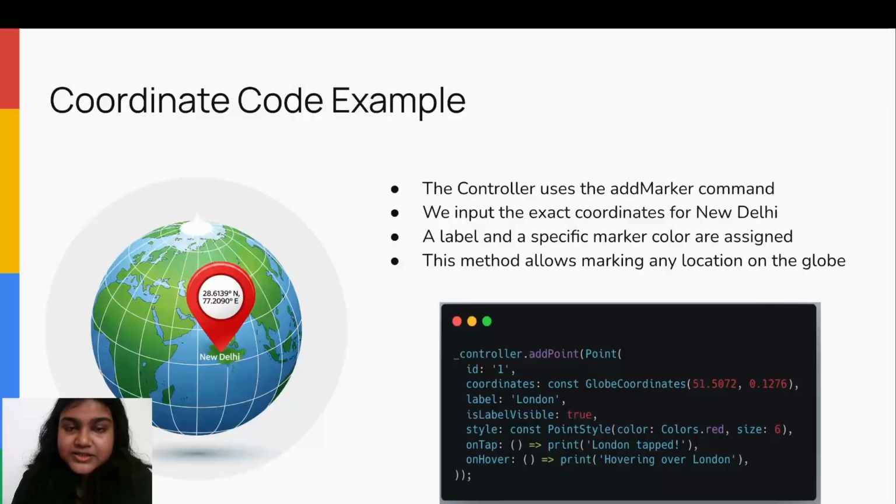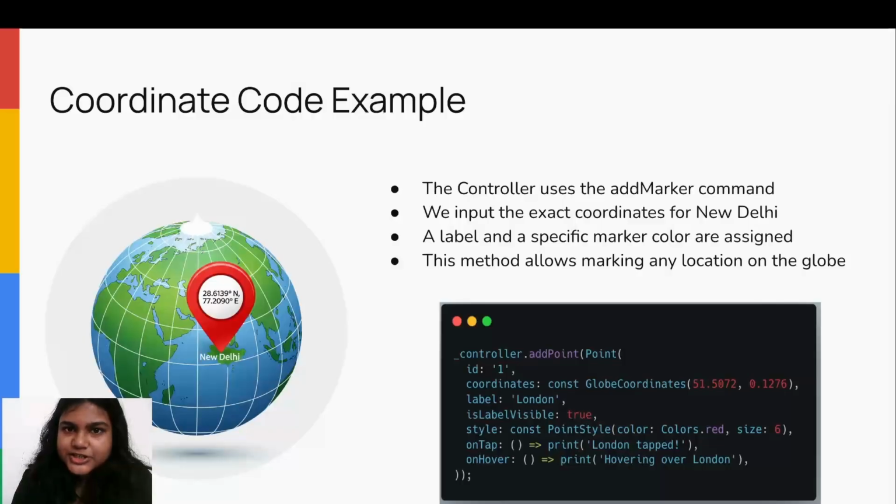Second, it requires coordinates, which we pass as a global coordinates object containing our latitude and longitude values. Third, we define visual aspects such as a style attribute, specifically point style, where we define the color, such as red, and the size, such as 6, of the marker. Finally, we can add text labels such as London and set isLabelVisible to true to ensure that the user can identify the location properly.